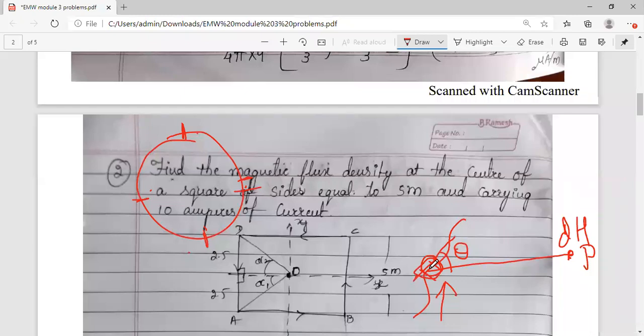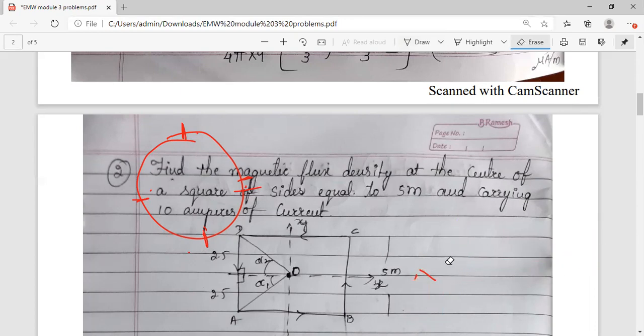Now remember, in whatever plane you consider your current element or your conductor, your field will be in the direction perpendicular to that plane. And the plane in which the magnetic field lies, your conductor will be perpendicular to it, and vice versa. So perpendicularity is most important here. Keeping that as the base, now let us solve this problem.